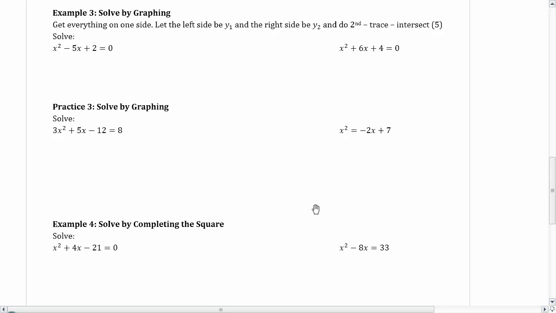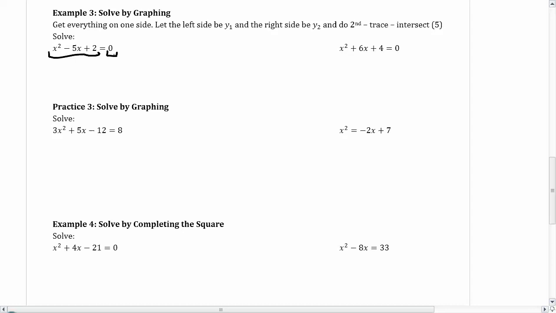So after solving the first two by factoring and then by using square roots, now what we're going to do is solve by graphing. So this will be a calculator-based method. So what you want to do is identify the left side and the right side. So these are two separate equations, and what we're trying to find is what values of x make them be true.